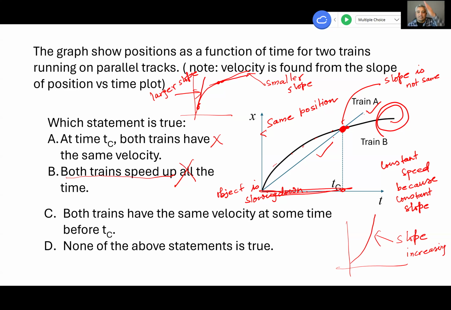Slope matches means if two lines are parallel, the slope is matching. Same slope. Two parallel lines, this line, that line, same slope, parallel lines. Same slope, parallel lines means same slope, okay?